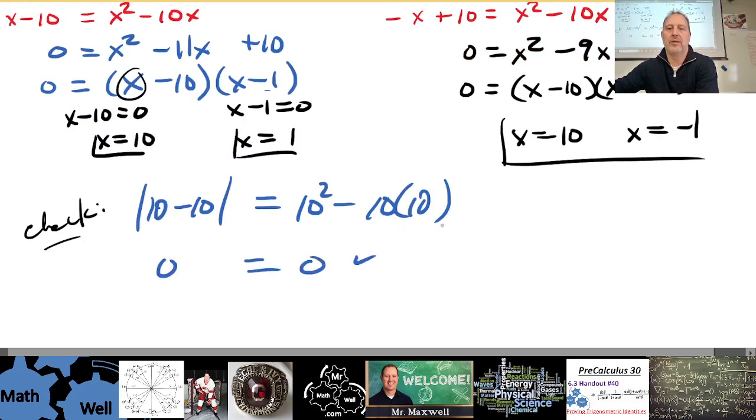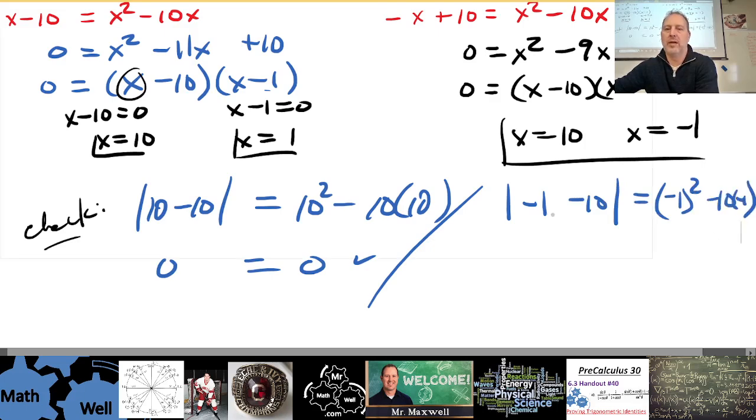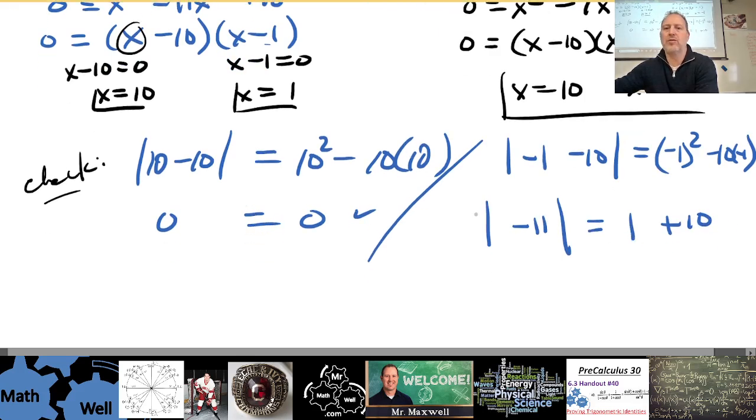That looks good. Okay. What about -1? So we have absolute value of -1 minus 10 equals -1 squared minus 10 times -1. So what's this? This is absolute value of -11. This is 1 plus 10. Okay, so does absolute value of -11 equal +11? Or 11 like that? Yeah, that looks good.